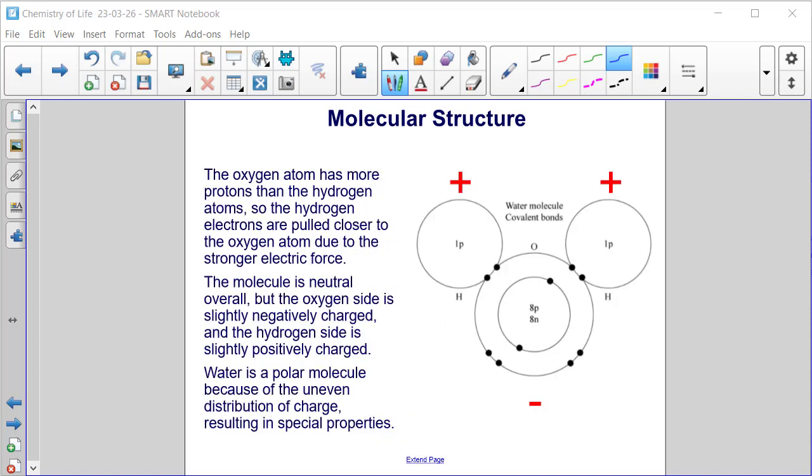The oxygen atom has more protons than the hydrogen atoms, so the hydrogen electrons are pulled closer to the oxygen atom due to the stronger electric force. The molecule is neutral overall, but the oxygen side is slightly negatively charged, and the hydrogen side is slightly positively charged. Water is a polar molecule because of the uneven distribution of charge, resulting in special properties.